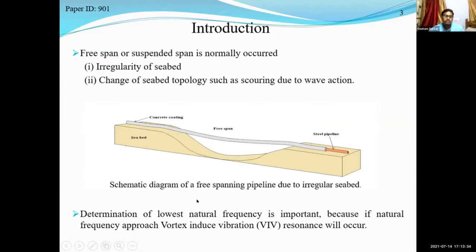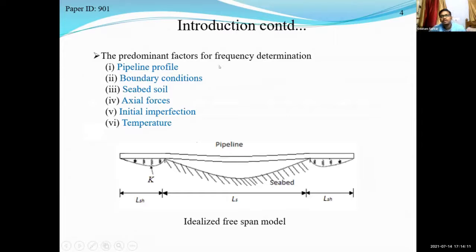And determination of lowest natural frequency is very important for free-span analysis, because if the natural frequency of the free span approaches the vortex shedding frequency, then resonance will appear, and that resonance will damage the pipeline, and ultimately the pipe will fail and a hazardous situation will come. On the other hand, the allowable free span length is also a function of natural frequency. That's why the natural frequency of free span is very much important. So predominant factors of natural frequency are pipeline profile, that is length, diameter and thickness of the pipeline, then boundary condition, seabed soil, axial force, initial imperfection, temperature.